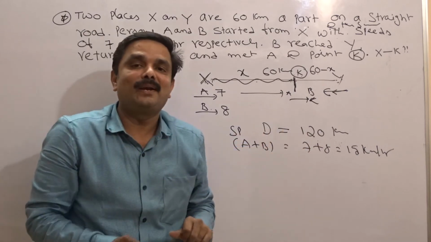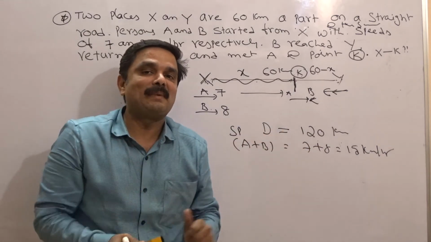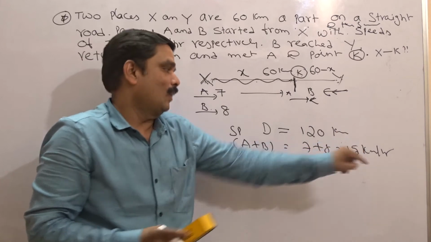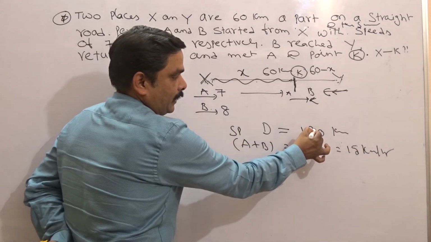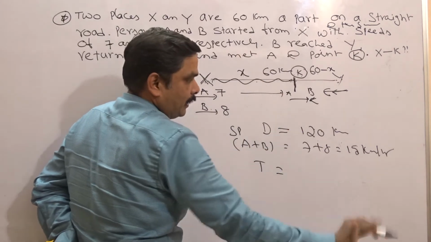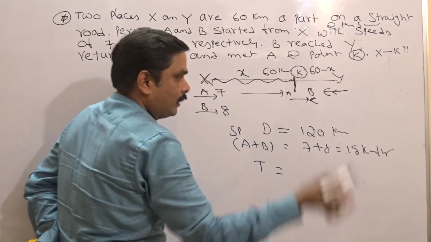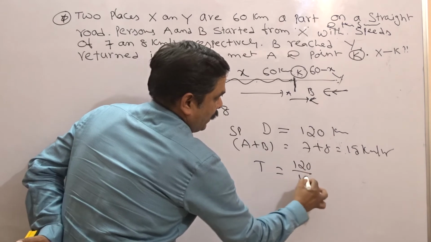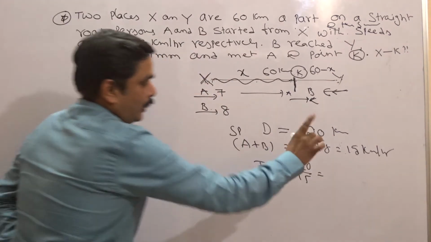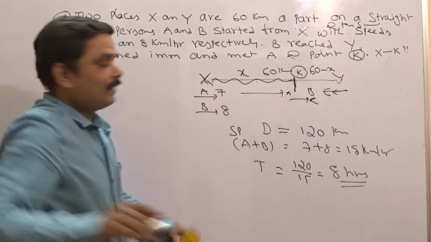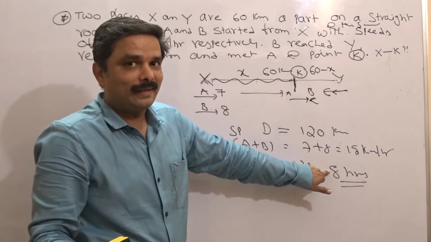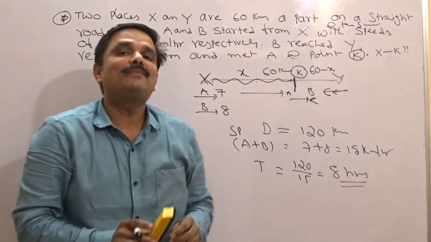Now you can find out what was the time taken by A and B here, right? Time is equal to, obviously, distance 120 kilometers covered with the speed of 15 kilometers per hour. Now it should be 120 by 15. Okay, now they traveled for 8 hours. But here is the technique. What do you mean by they traveled for 8 hours?